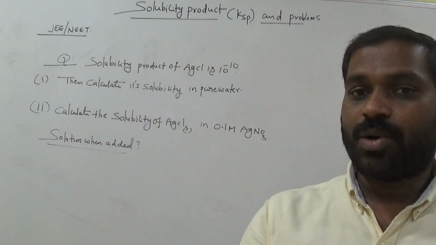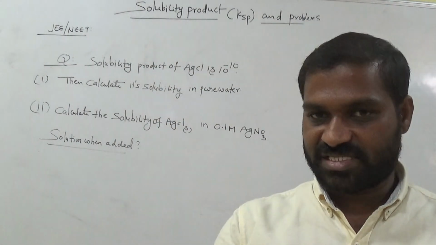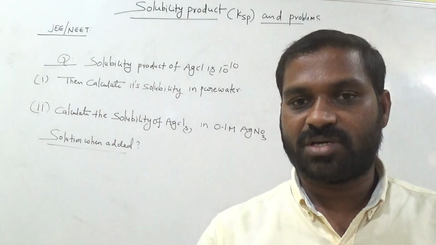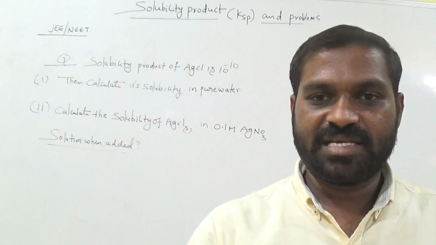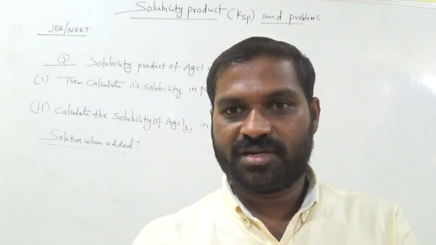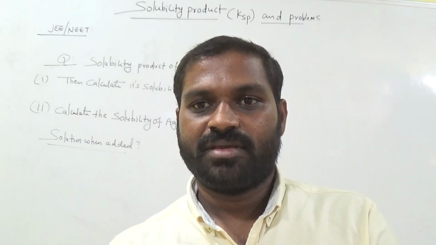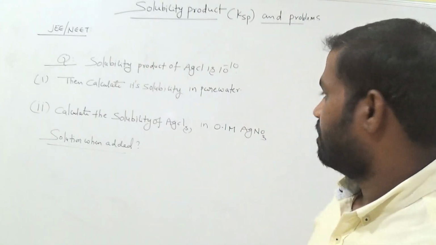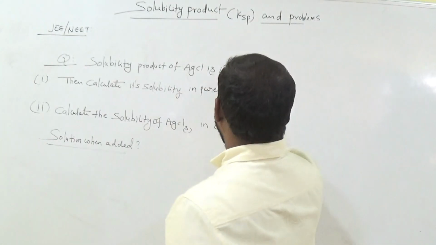Now how the common ion effect works, in this case we will discuss. By the common ion effect, the solubility of this sparingly soluble salt decreases very much. Okay, now we will discuss it. Are you following or not, students? Everyone? Is there any doubt? Let's see the solution for the first one.